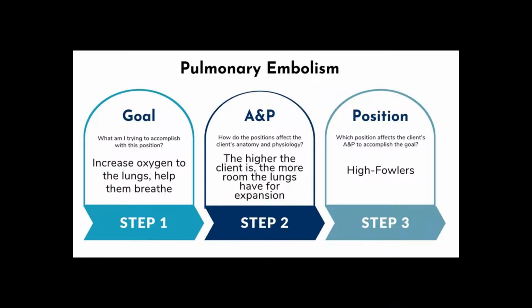Like I said, understanding these rules will help us know exactly what we are looking for. The first example is pulmonary embolism. Following the three steps, the first question is, what is my goal in pulmonary embolism? After knowing my goal, what is the A and P of this position, what do I need to achieve, and what position do I need to place the patient in? Let's use pulmonary embolism as the first example.